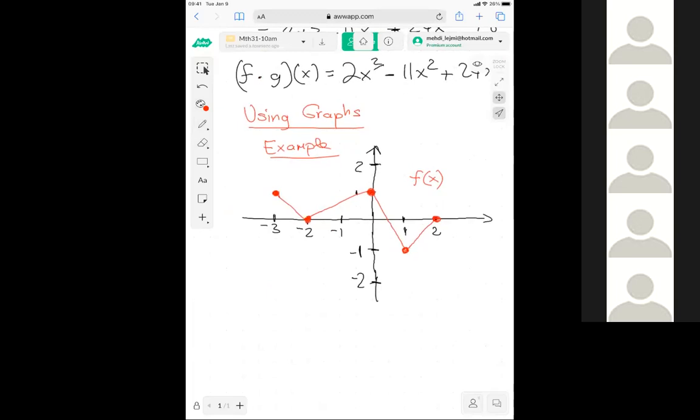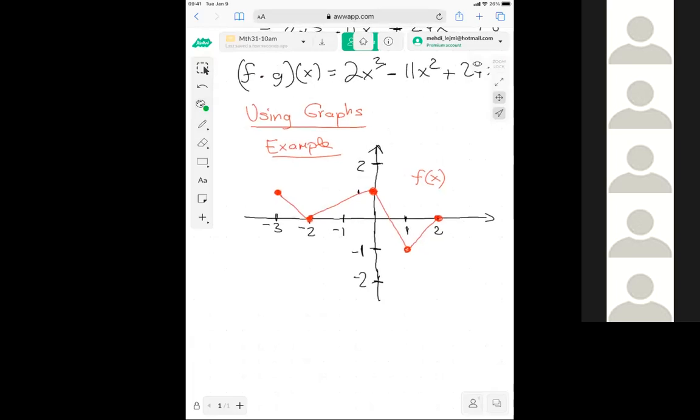Now my g. So my g of x would be the following. Here's my g of x.